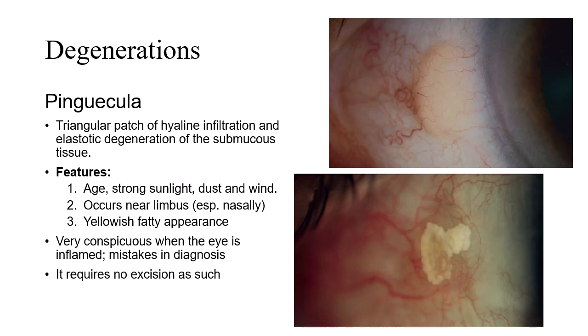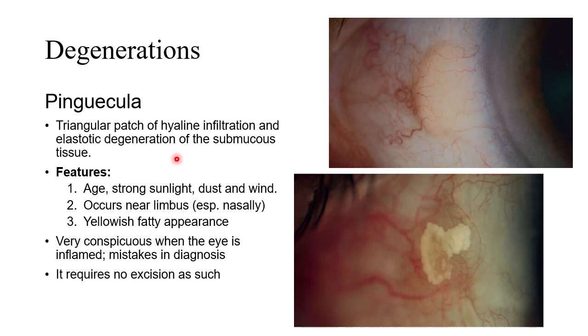So looking at the pinguicula, it's a triangular patch of hyaline infiltration, as you can see here, and it is slightly yellowish in color. The word pinguis means fat. So it is basically fatty tissue. Features: it is seen in older age and those exposed to strong sunlight, dust and wind.